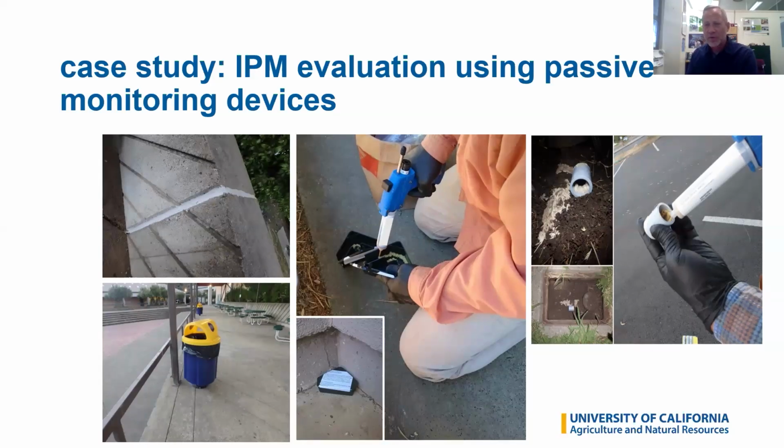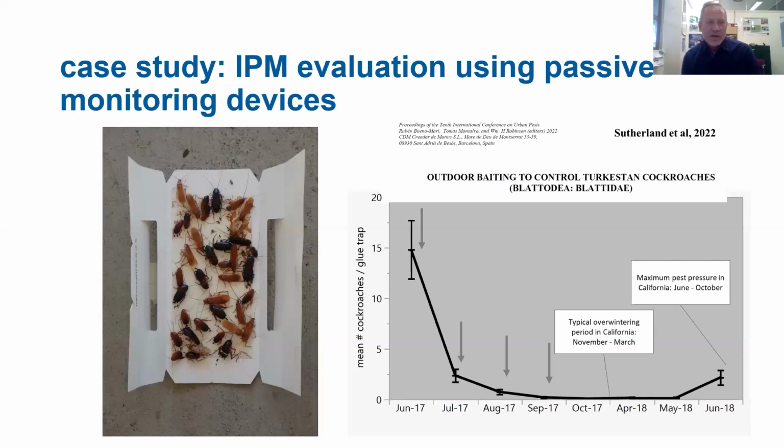But how did we know if our program was working? In this case, we used glue boards that were placed outside. And this is a practice which we have to be very careful about so that we do not catch non-target animals. And it may not be practical in most pest control settings, but what we did is we set these glue traps around sunset. This was a public school, so we had access overnight. And then we returned before sunrise to retrieve these traps before students showed up and before diurnal animals started walking around.